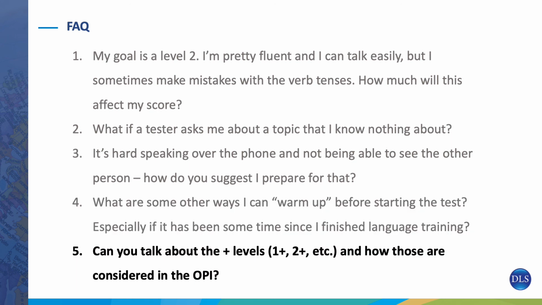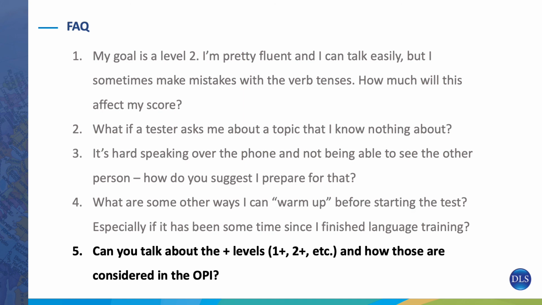This is a great question, and we really didn't touch on the plus levels in this webinar. So remember that in order to be at a certain proficiency level, you must be able to perform 100% of the functions for that level. So for example, if you can perform almost all of the level 3 functions, but there is one function that you can't perform or you can't sustain communication for that function, then you cannot be rated at a level 3.